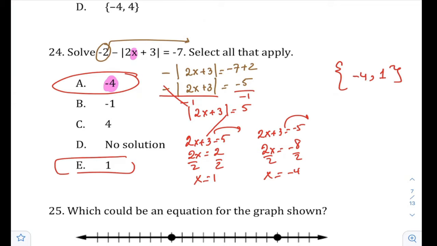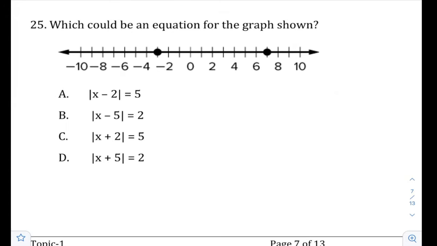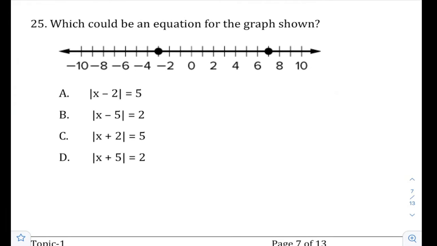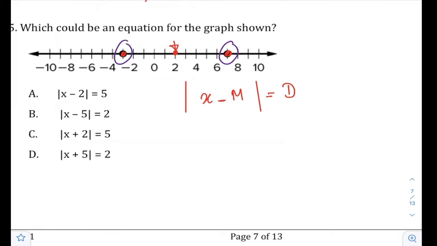Let's move here, which could be an equation for the graph shown. This is a kind of writing equation, and it should be an absolute value equation since we have two different solutions. Generally, the general form is absolute value of x minus the midpoint is equal to the distance from the endpoint to the midpoint. Remember this. The midpoint can be found mentally. The midpoint here is this one. If you cannot find it, then what will you do? You can add the endpoints and divide by 2.